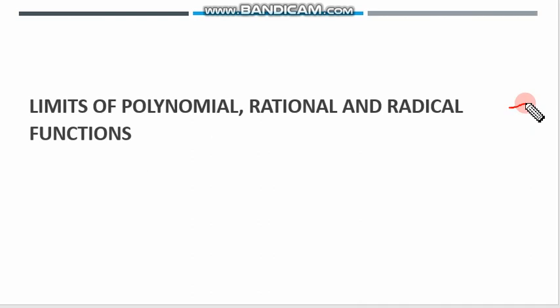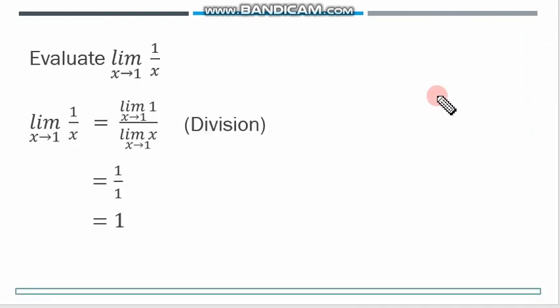Okay, so the limits of polynomial, rational, and radical functions. So example, the limit of 1 over x as x approaches 1. So that's limit of 1 as x approaches 1, and the limit of x as x approaches 1, according to the division theorem. So we will just divide the individual limit of the function in the numerator and the denominator. So that's 1 over 1, which is equal to 1.